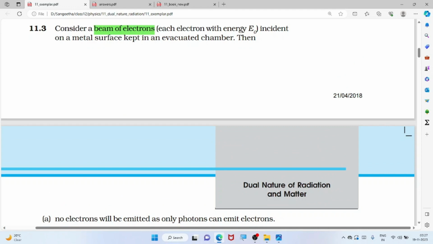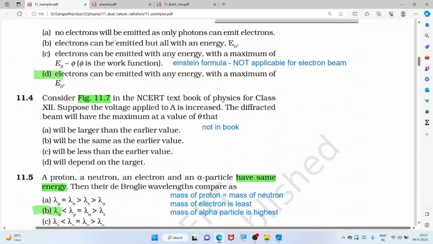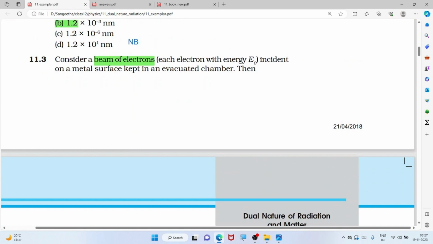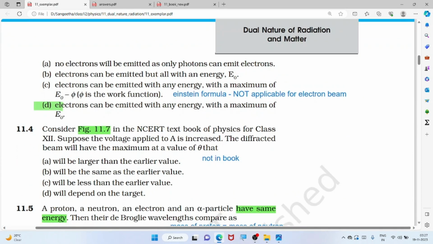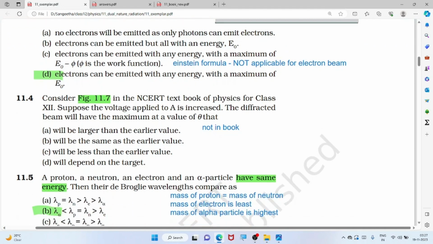So here a beam of electrons is given, so Einstein's equation is not applicable. This Einstein equation is not applicable for a beam of electrons; it is for photons only. So the electron can be emitted with any energy, the maximum being the incident energy.